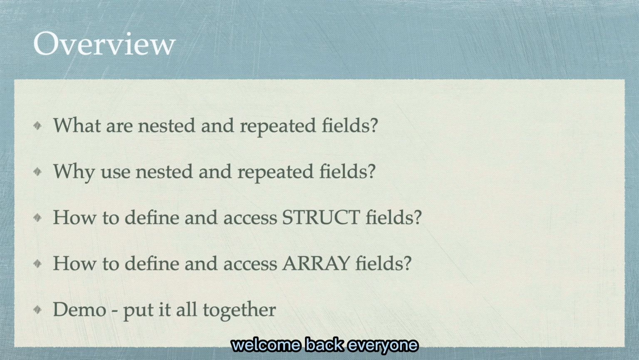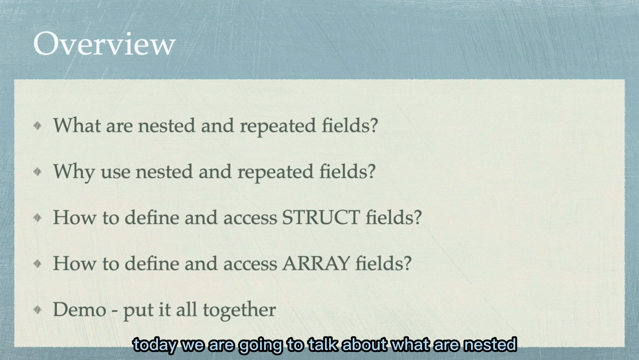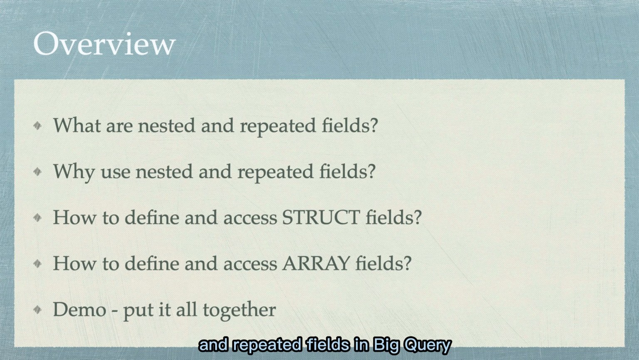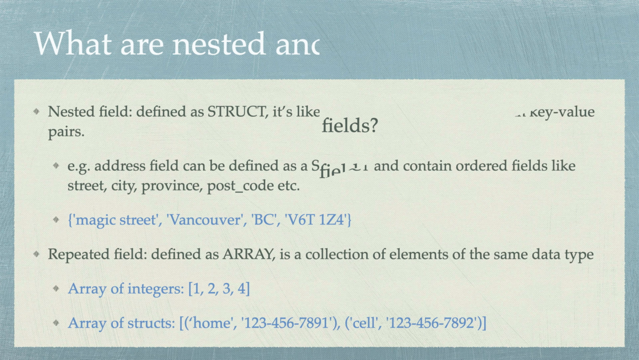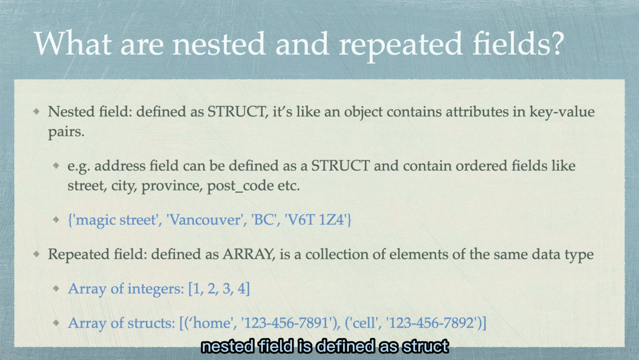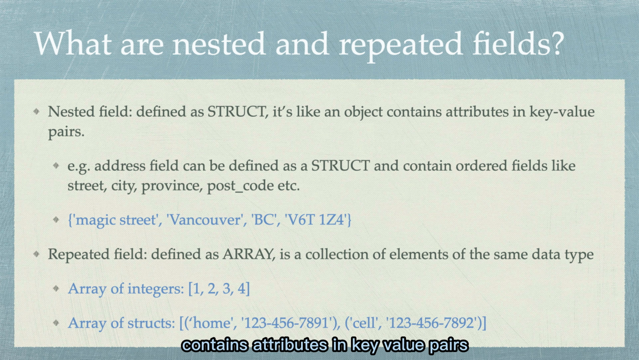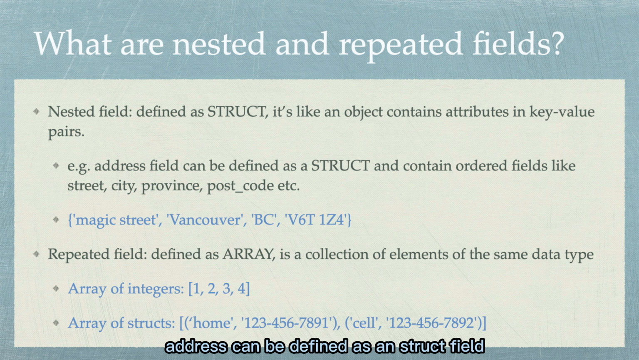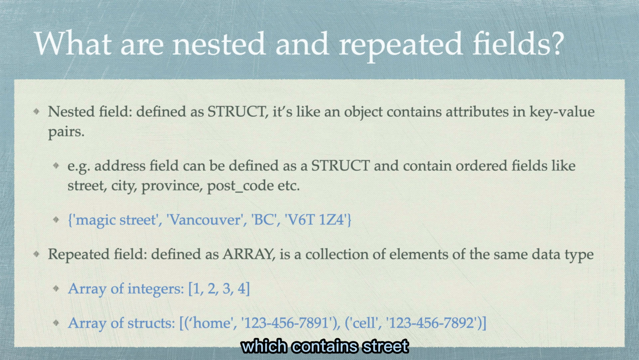Welcome back, everyone. Today we are going to talk about what nested and repeated fields are in BigQuery, why we use them, and how we use them. Let's dive in. A nested field is defined as a struct, and it's like an object that contains attributes in key-value pairs. For example, address can be defined as a struct field which contains street, city, province, and postcode.